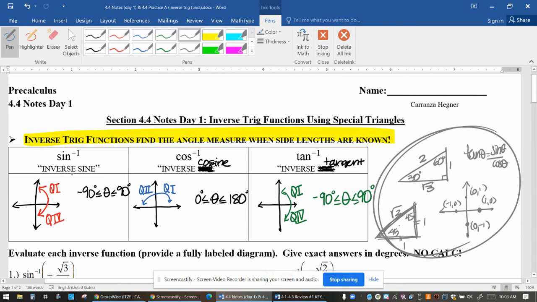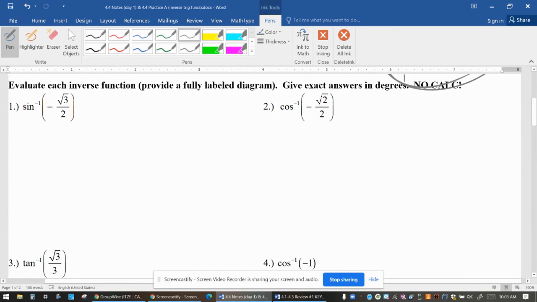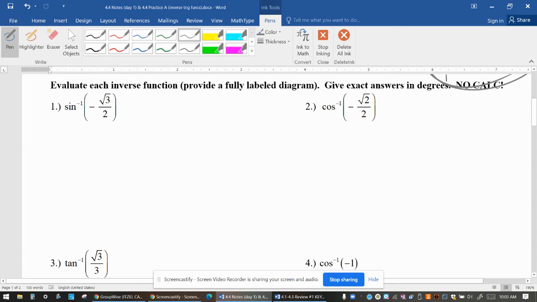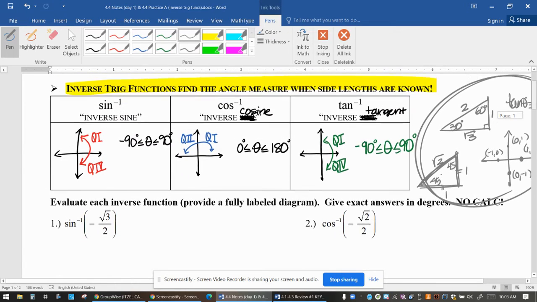The important thing, guys, is we're going to be asking you to go backwards, essentially. We're going to be giving you the side lengths, and you have to tell us what angle we're referring to. Just pay attention to the restrictions, okay? So first and foremost, when I look at these problems, I automatically think of the restrictions. So for sine inverse, you are restricted to quadrants 1 and 4. Quadrants 1 and 4.